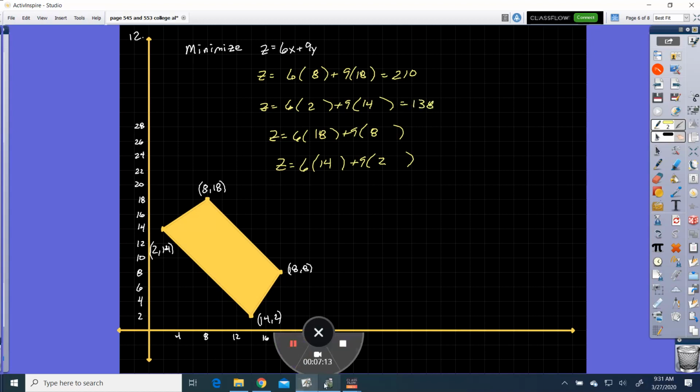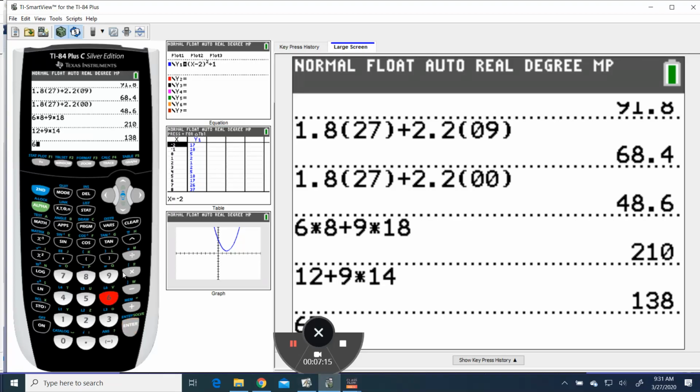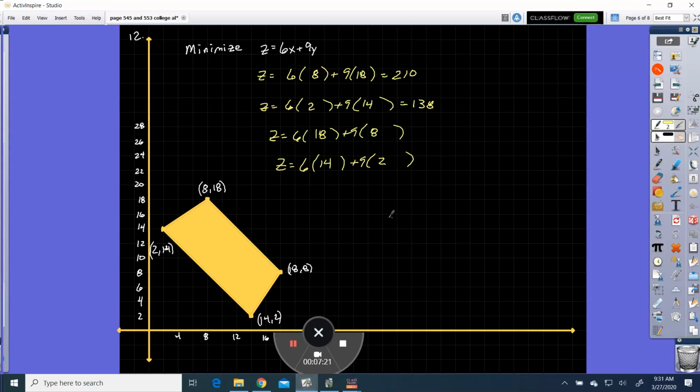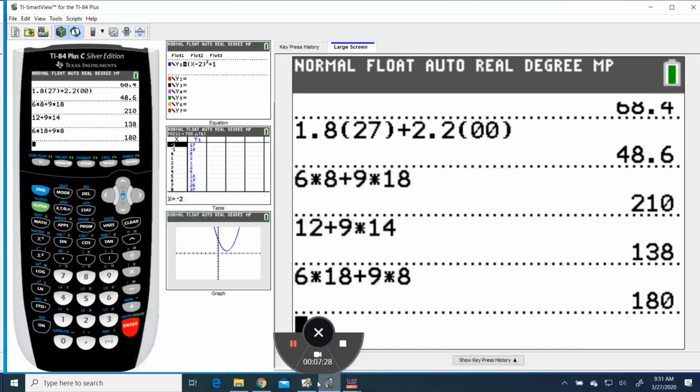6 times 18 and 9 times 8. So 6 times 18 plus 9 times 8, 72, 180. And 6 times 14 plus 9 times 2. 6 times 14 plus 9 times 2.